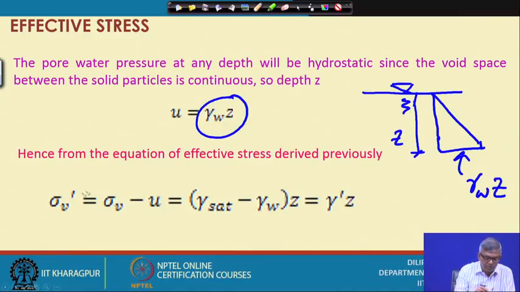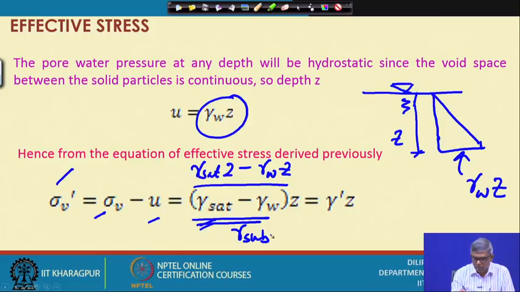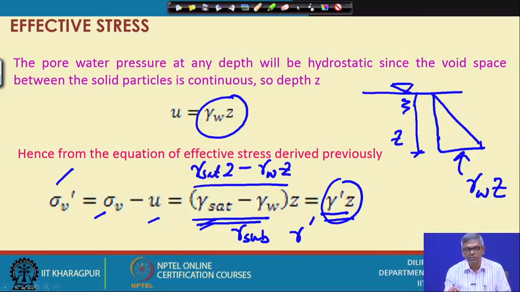And now, you have by definition sigma dash equal to sigma minus u, and then you can see that it becomes gamma sat into z minus gamma w into z. Now, if I take z out, then it is gamma sat minus gamma w, and for this we use another term, called gamma submerged, or sometimes gamma buoyant, or gamma sub, and sometimes gamma dash is also used. So gamma dash into z means gamma submerged into z, and gamma submerged is gamma saturated minus gamma w. This is the principle generally used for finding the stress because of self weight.